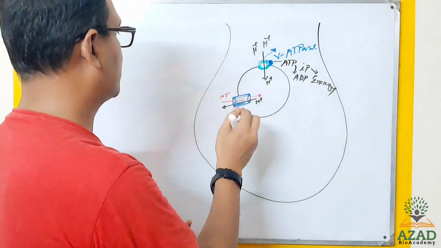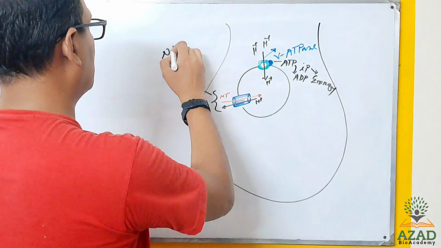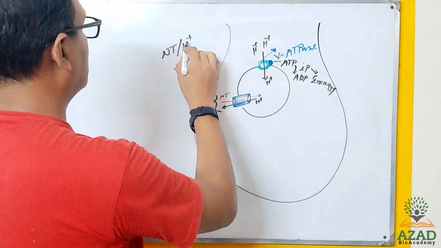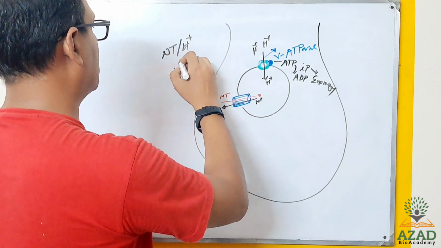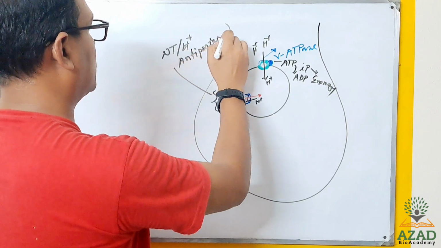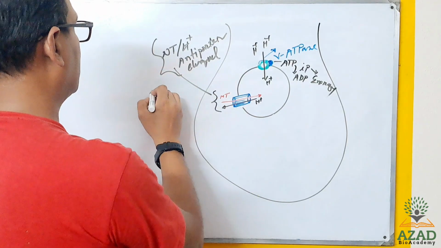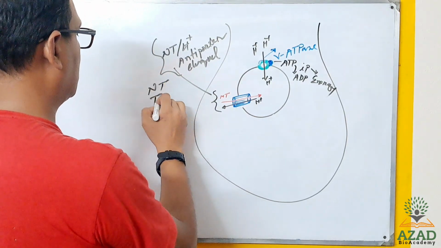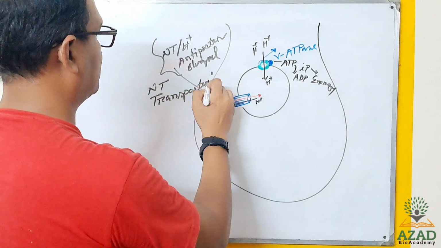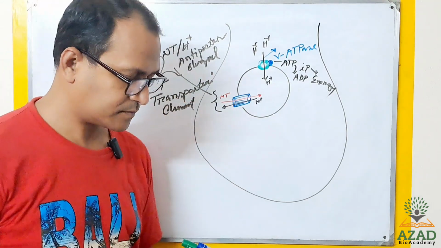So this you can name it neurotransmitter proton antiporter channel, or simply you can say neurotransmitter transporter channel. Okay, transporter simply, or you can say transporter channel.